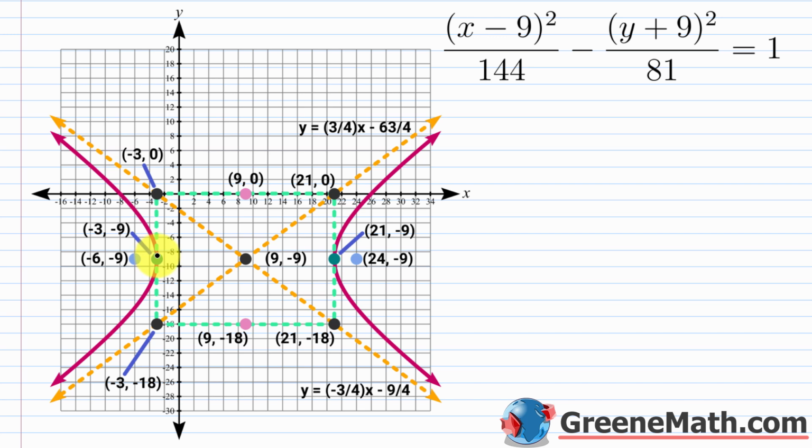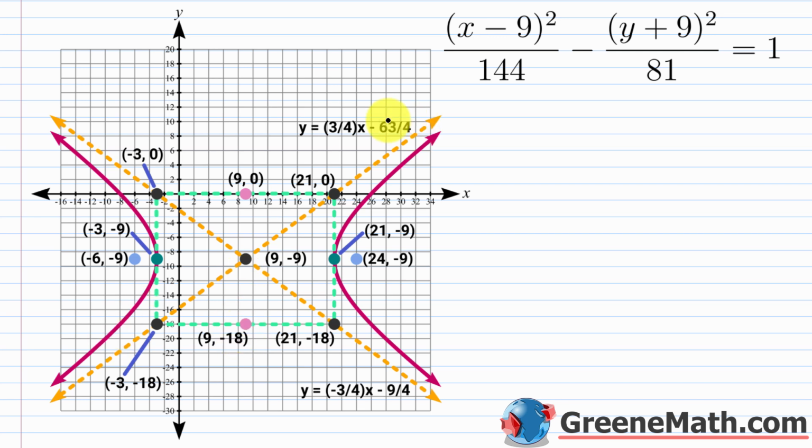All right, coming down to the graph, we were given the vertices, so 21 comma -9, and then -3 comma -9. You were given your foci, so 24 comma -9, and then -6 comma -9. We were not given the covertices, so 9 comma 0 and 9 comma -18. Again, you use b for that, and b is 9. So you're traveling up by 9 units from the center to get to 9 comma 0, and down by 9 units from the center to get to 9 comma -18.